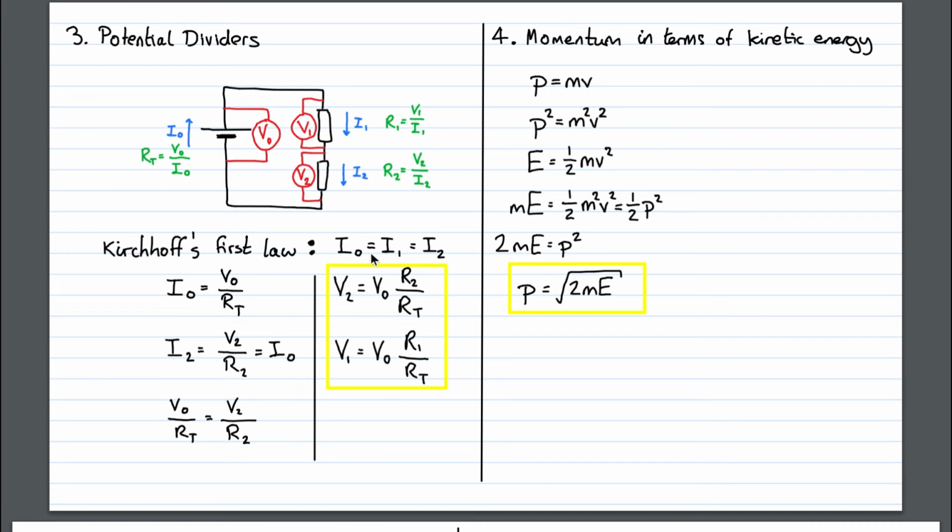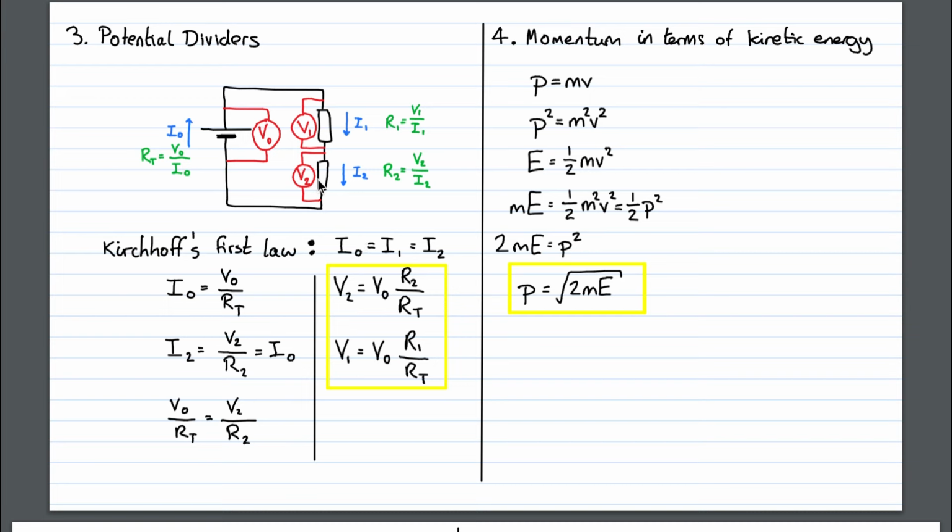Now, Kirchhoff's first law. It's a transliteration anyway, so it doesn't matter. Kirchhoff's first law is that the current flowing into a junction equals the current flowing out of a junction. Well, there are no junctions, so pick any point on this circuit. The current flowing into that point will be equal to the current flowing out of that point, which means all these currents are equivalent.